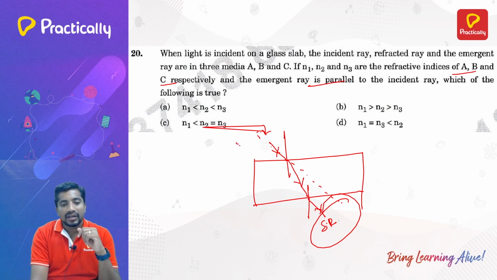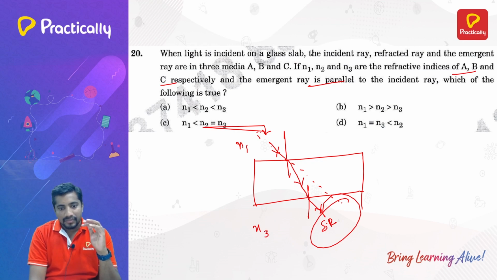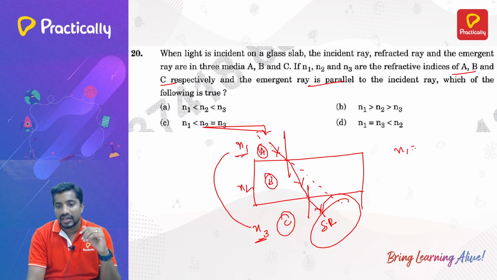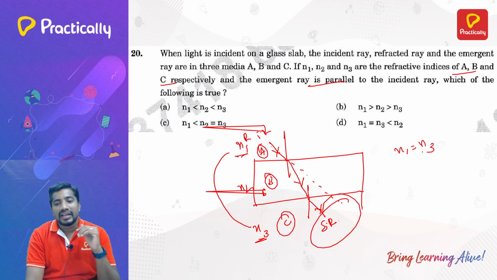This happens when the refractive index of the first and the third media are equal. They said this is A, B, C, and their refractive indices are N1, N2, N3. These two are in the same medium, so N1 is equal to N3. And this is the rarer medium, this is the denser medium. Definitely the refractive indices N1 and N3 will be less than N2. Simple. So option D.